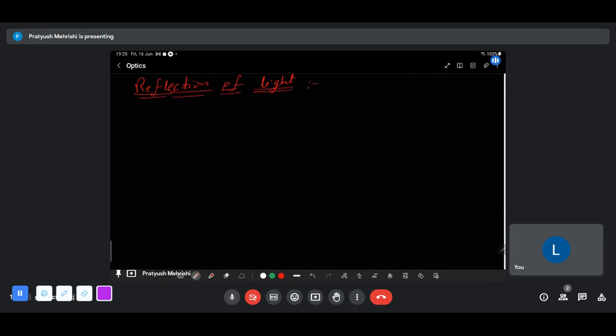Reflection of light. Now, what do you mean by reflection of light? What is reflection of light? Reflection of light is nothing but bouncing back of the light rays after striking a smooth surface, a smooth or any kind of surface. Light is always reflecting. Anywhere light is incident, after striking the surface, it will be reflected back, that's for sure.